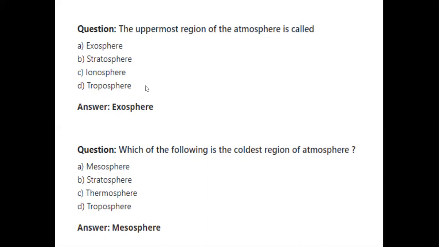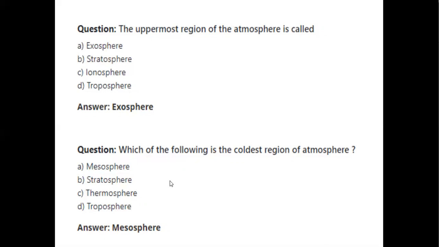And the next question: the uppermost region of the atmosphere is called what? As you know, from Earth's surface, the first layer up to 10 kilometers is the troposphere. 10 to 50 is the stratosphere. Then the mesosphere, then the thermosphere, then the exosphere. So which one is the uppermost layer? The uppermost layer is the exosphere. So option A is the right answer here. The uppermost region of the atmosphere is called the exosphere.